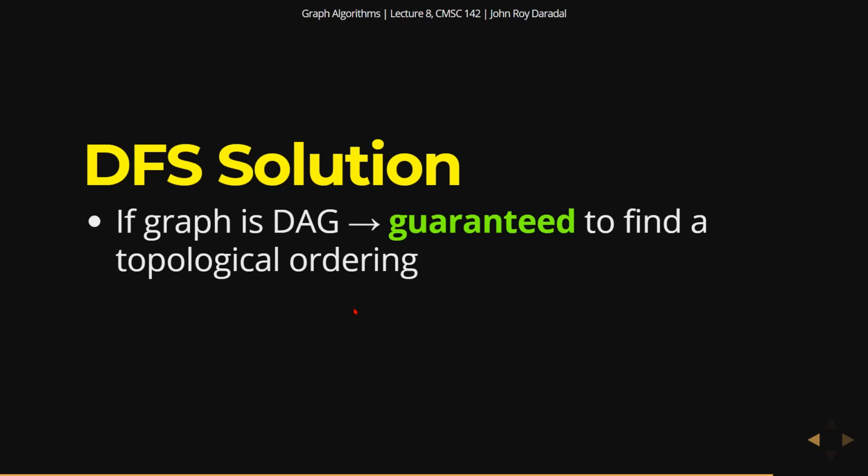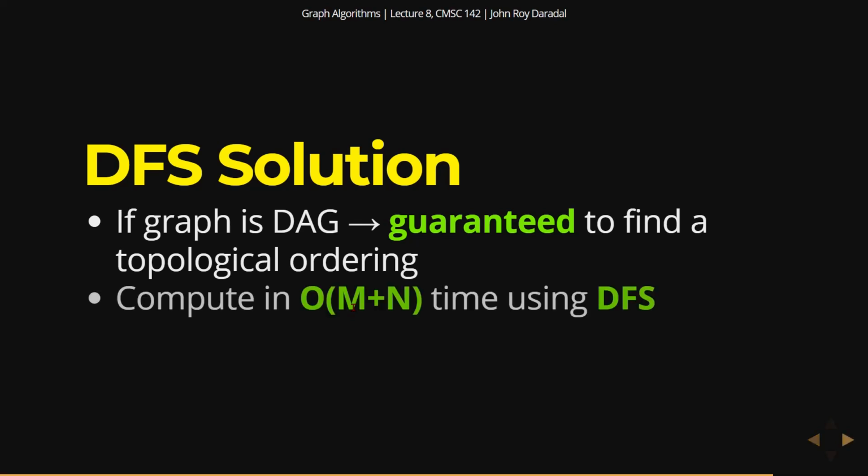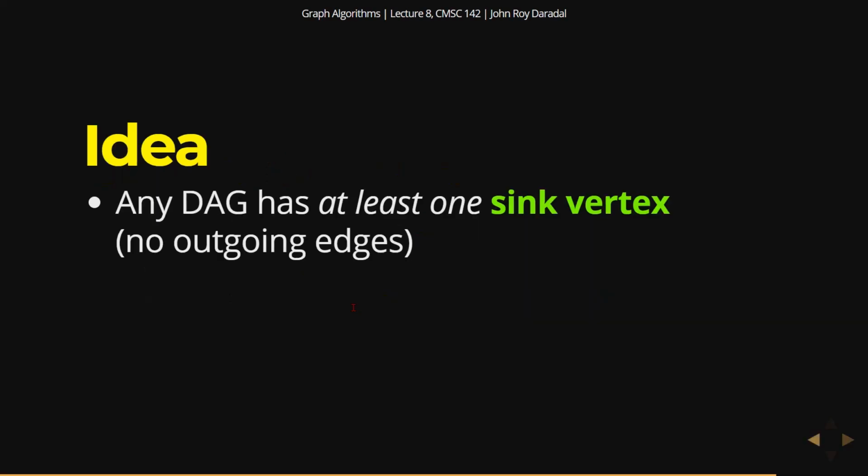Okay, so for the topological sorting, we will also use a DFS solution. If the graph is a DAG, or directed acyclic graph, then we are guaranteed to find a topological ordering. So all DAGs have a topological ordering, and we can compute this topological ordering in O of m plus n time using the DFS. So how will we do it?